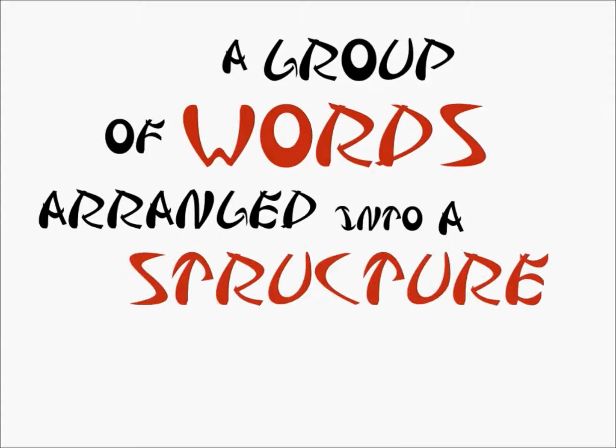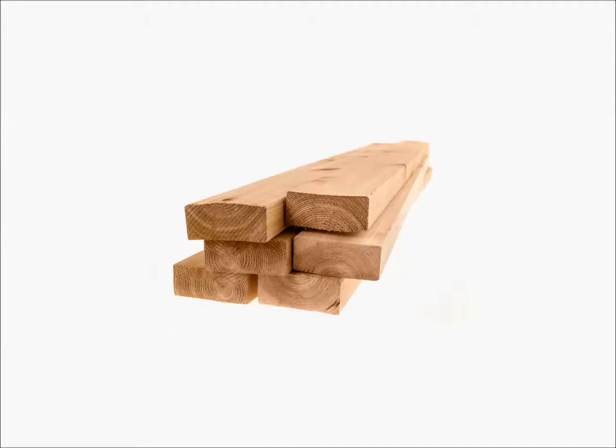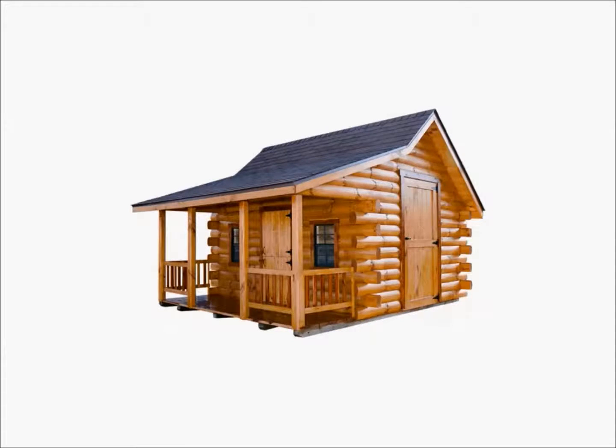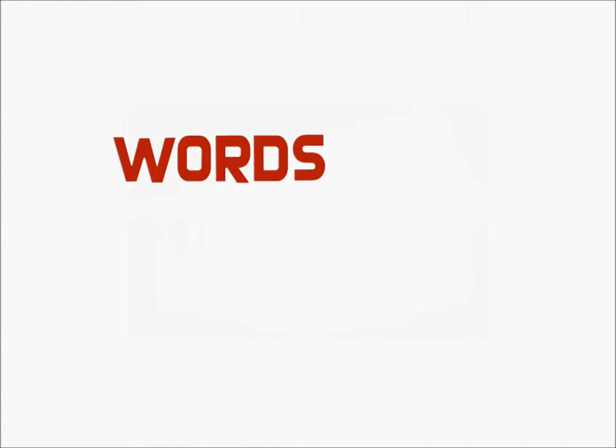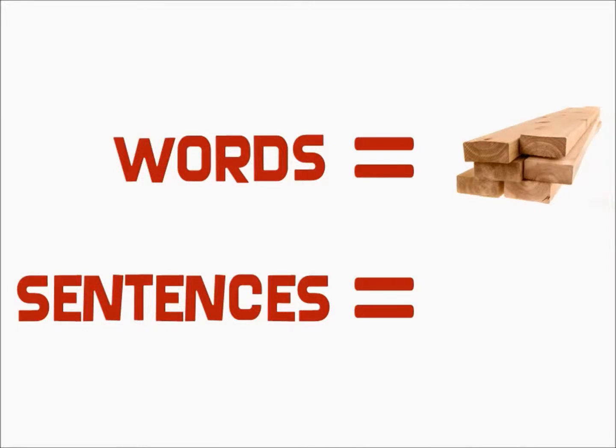So what is a sentence? A sentence is a group of words arranged into a structure to make meaning. Right. The key is to learn what the structure is and how it works. Think of it like this. You can have a big pile of lumber, but you can't live in it, not until you nail that lumber into a structure. Then you've got a house. So words are like boards, and sentences are like houses.